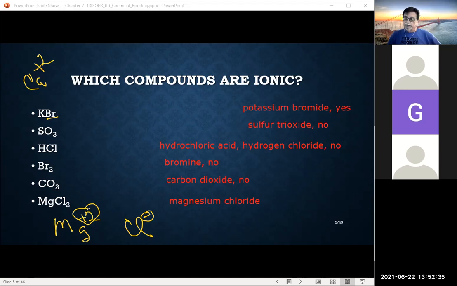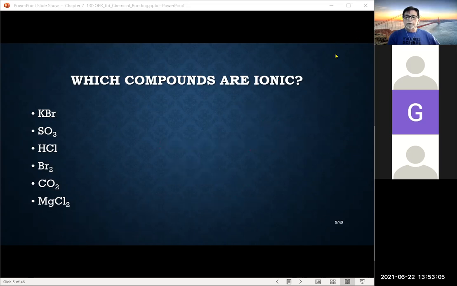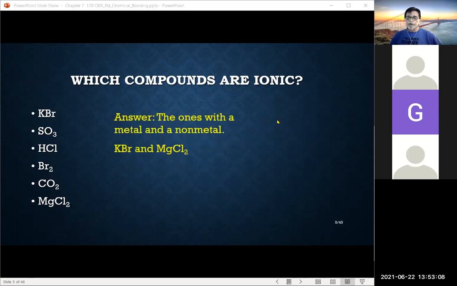Mg2+ is the cation of magnesium, the magnesium element. Now I got to put them together such that the negatives cancel out, which means that I need 2 chlorides for every magnesium ion, and hence the formula is MgCl2. Okay, which is correct the way it was written. So the only 2 ionic ones are the potassium bromide and the magnesium chloride.